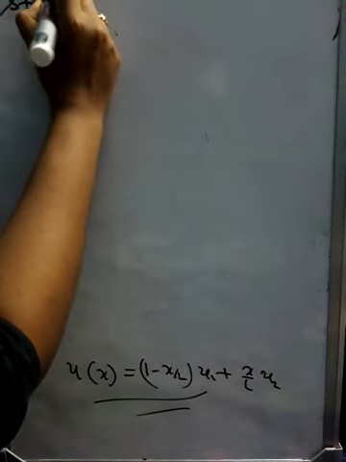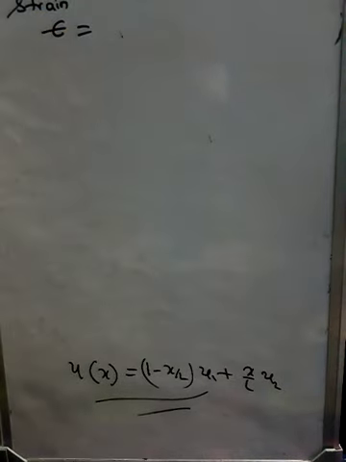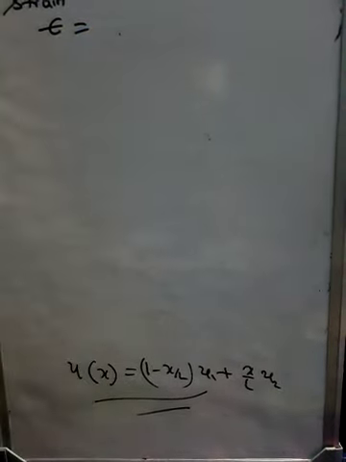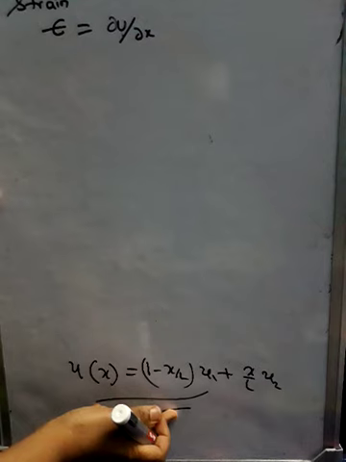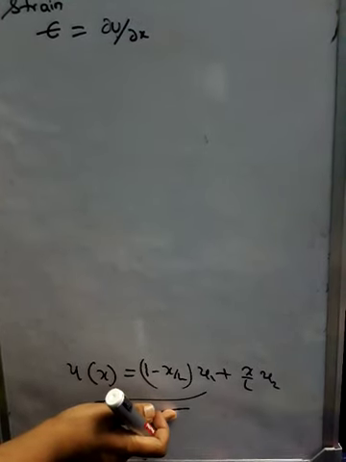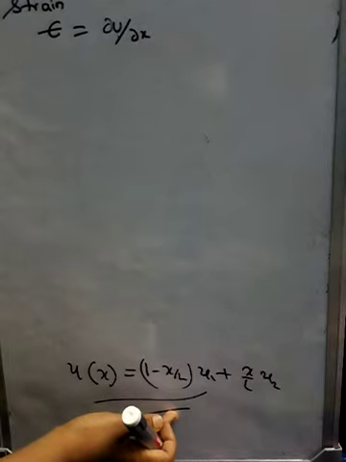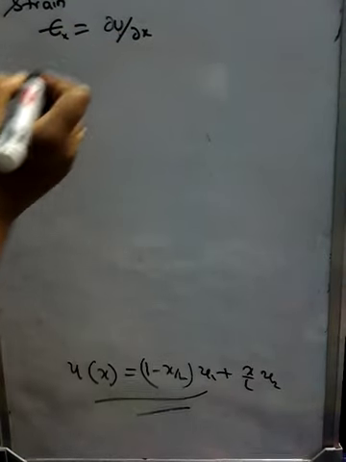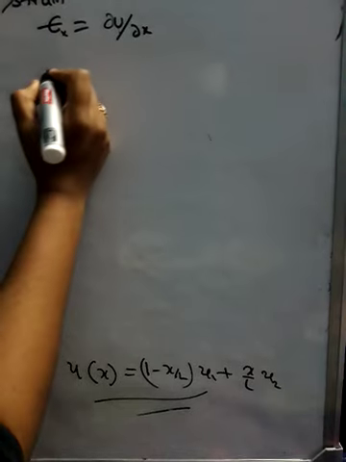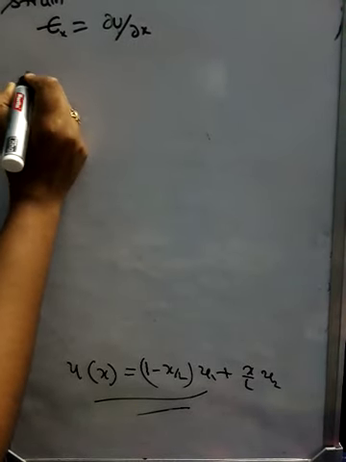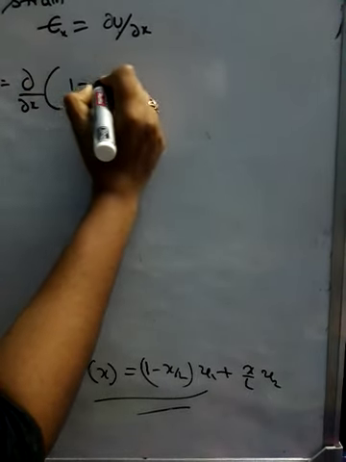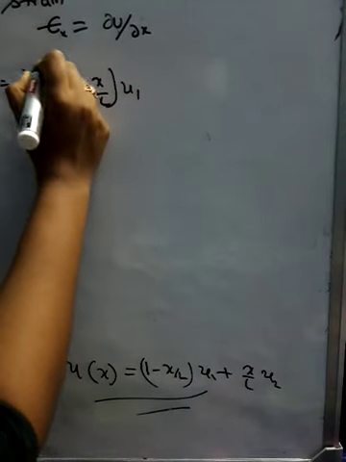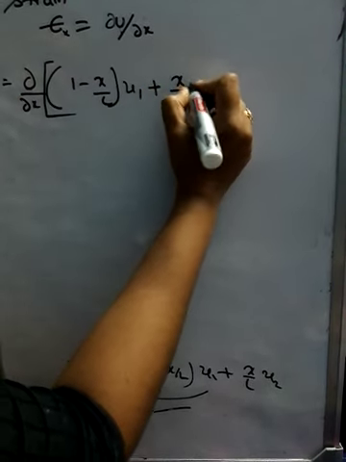Okay. So, what is the strain here? See, I know that strain is epsilon. Epsilon is equal to what? Del u by del x. Now, we have u, no? So, this particular equation, I'll be differentiating with respect to x. Okay, so that is epsilon x is equal to del u by del x. Now, let us differentiate this one. Epsilon x is equal to del u by del x, where u is 1 minus x by L into u1 plus x by L into u2.